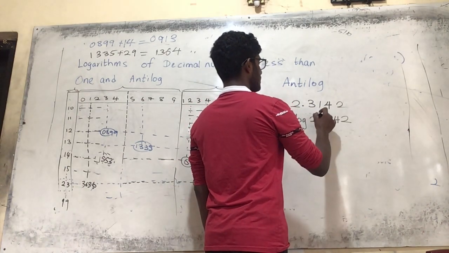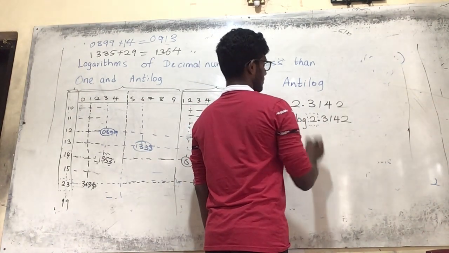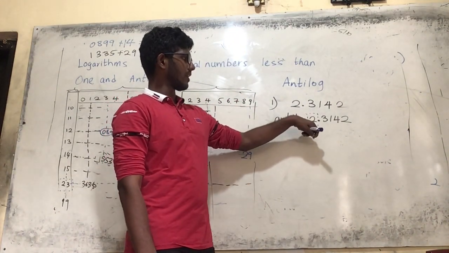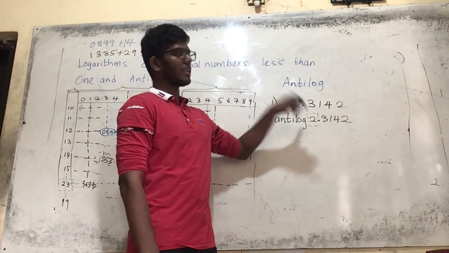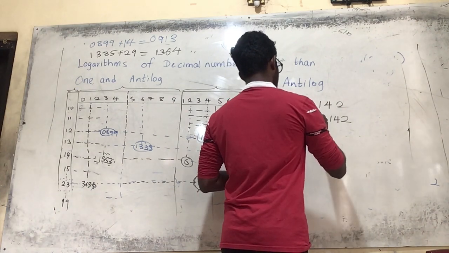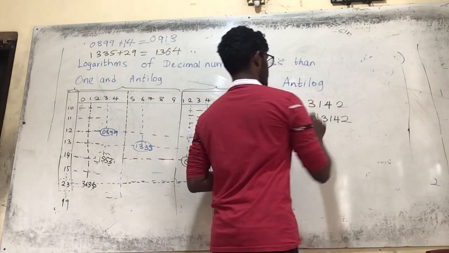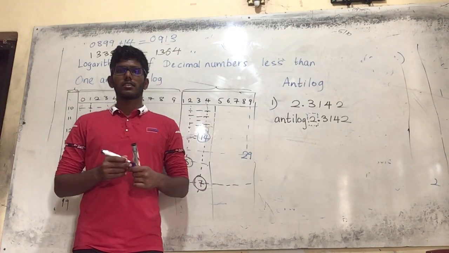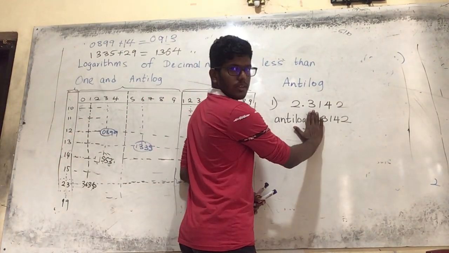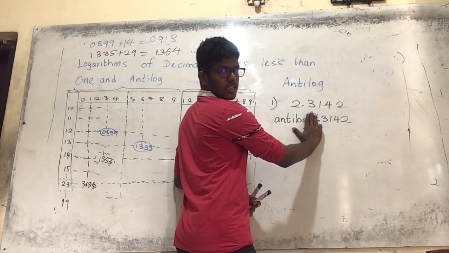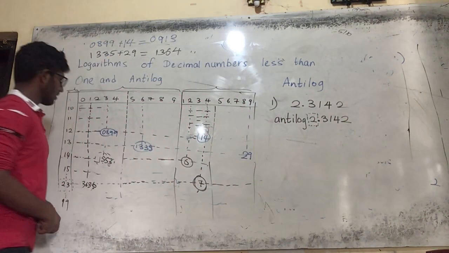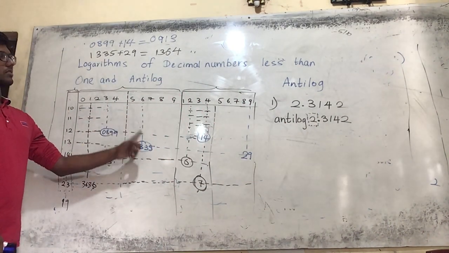Forget about this number. This is the characteristic which you identified previously. So the number before the decimal, forget about that completely first. Do not even look at it. Rest of the numbers, right? Here 3, 1, 4, 2. You have to find from these columns.